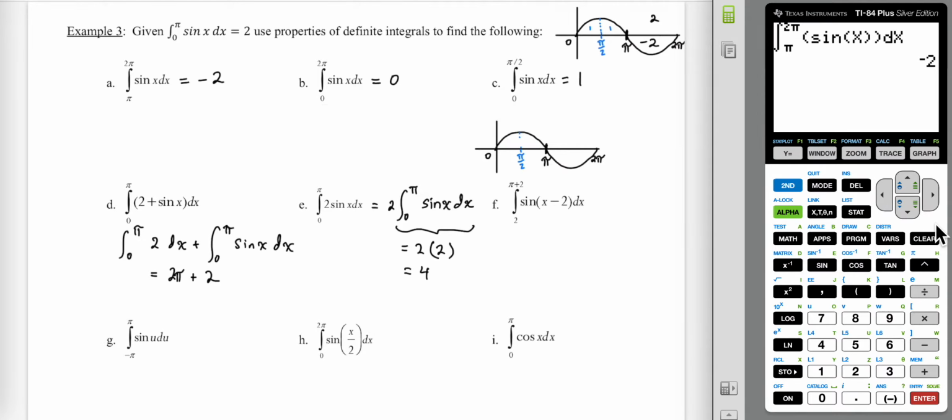All right, now this is saying that we're going from 2 to pi plus 2. But then we're dealing with the sine function where instead of having an x, it's x minus 2. All right, so this is telling us that we're actually shifting the graph to the right 2 units.